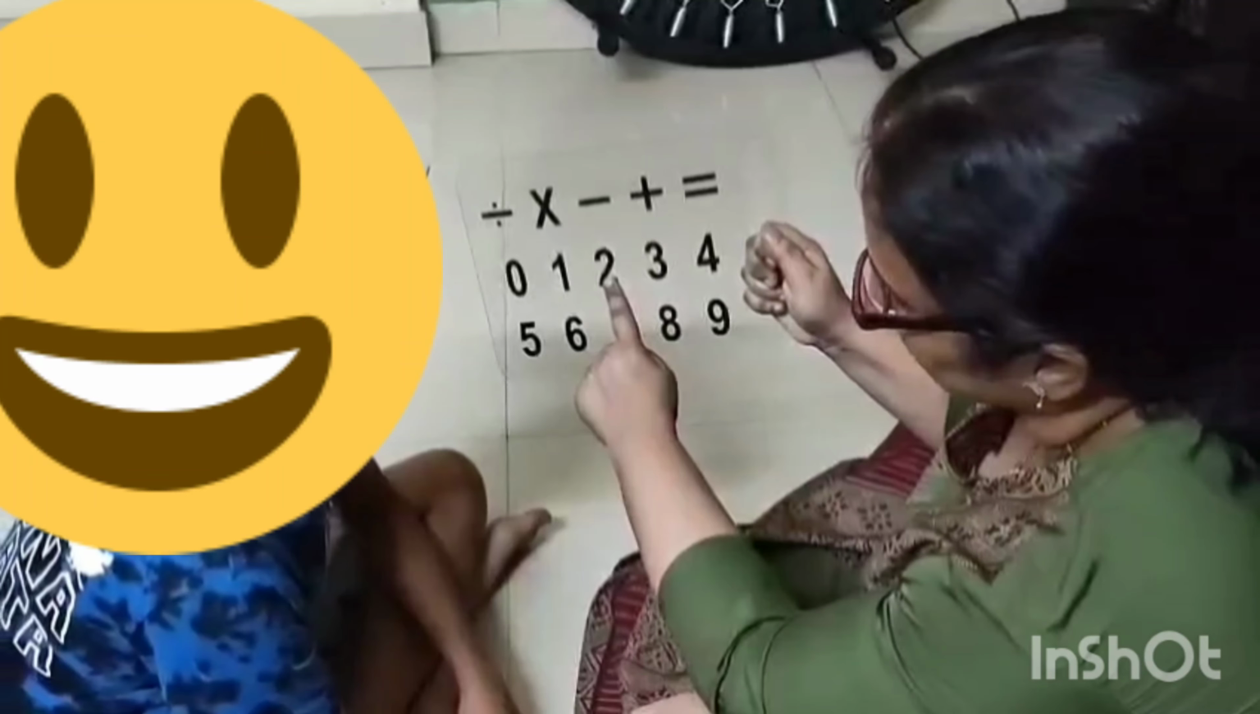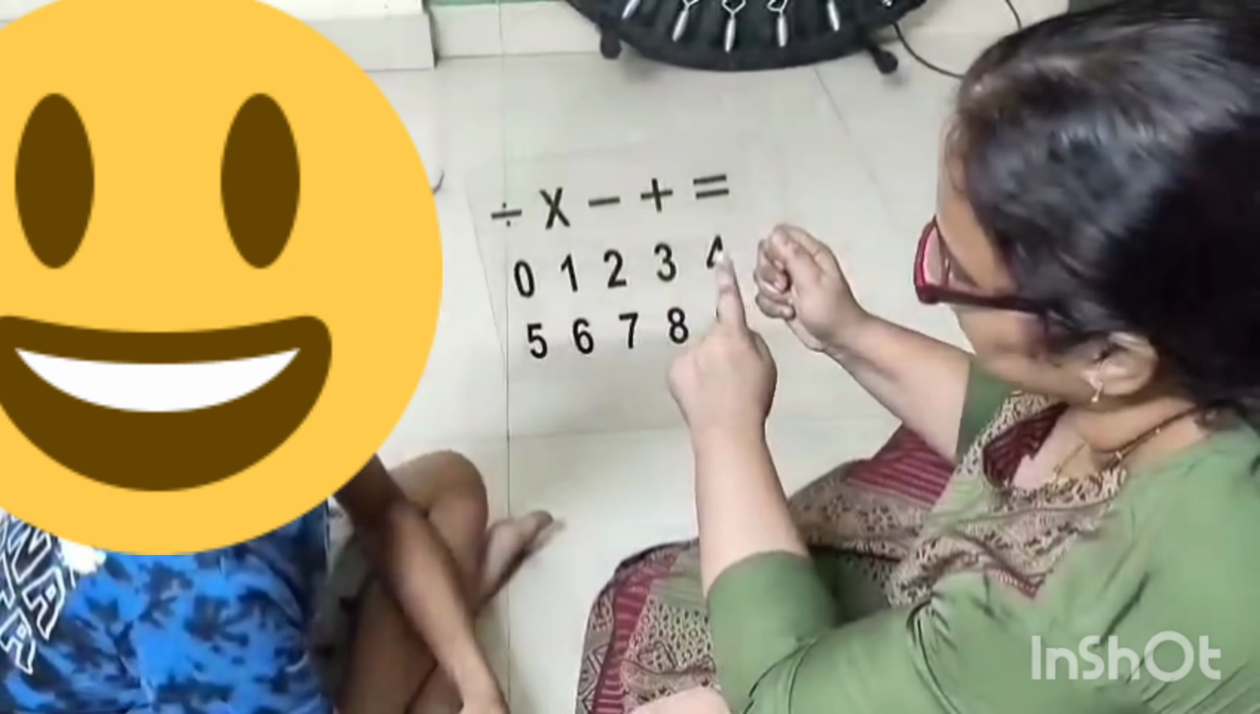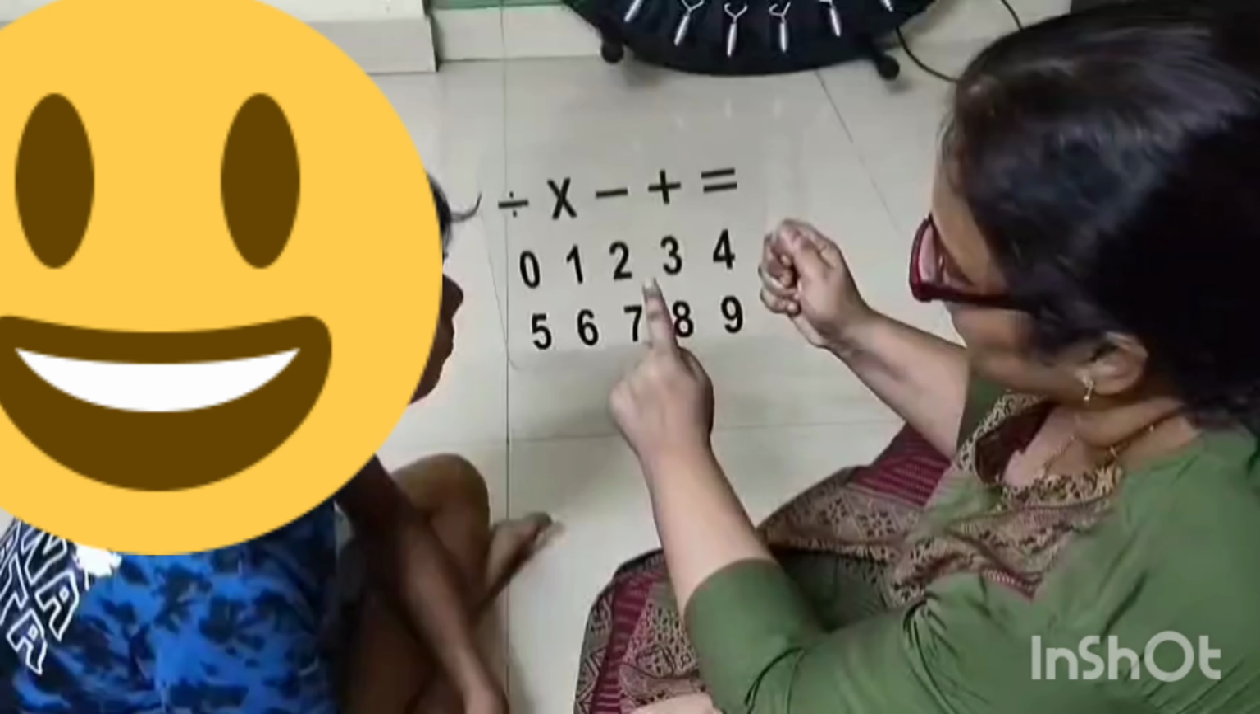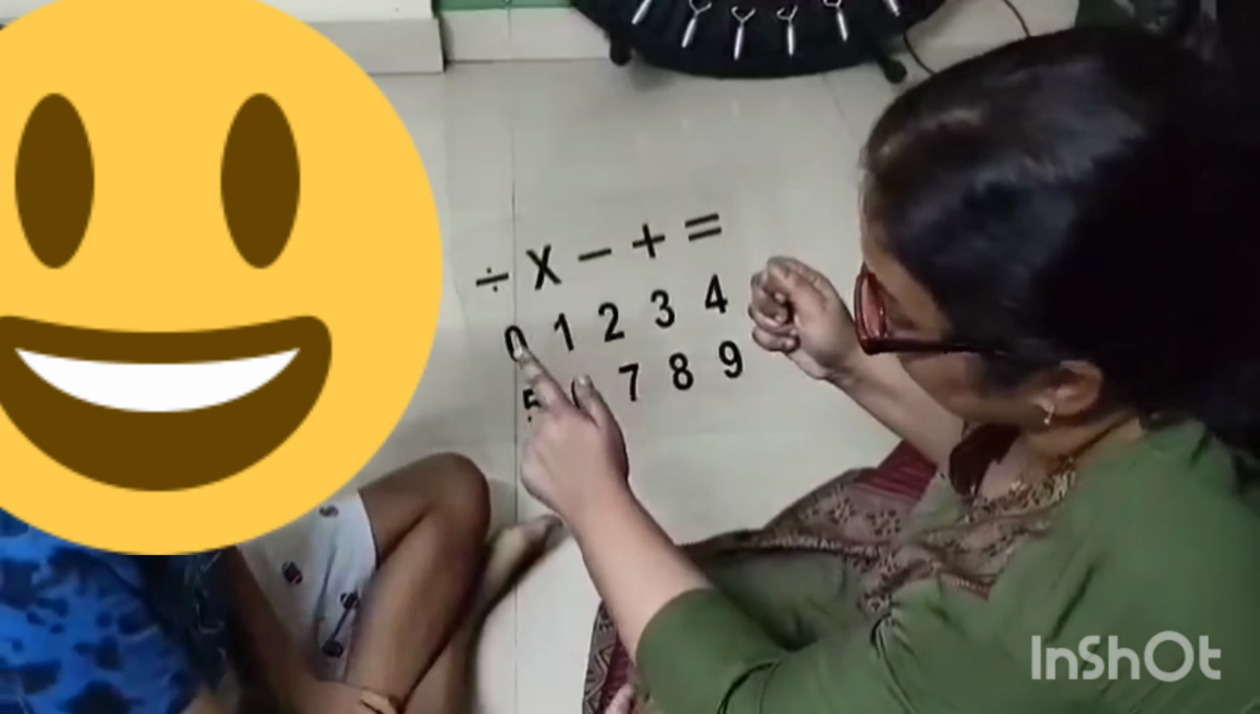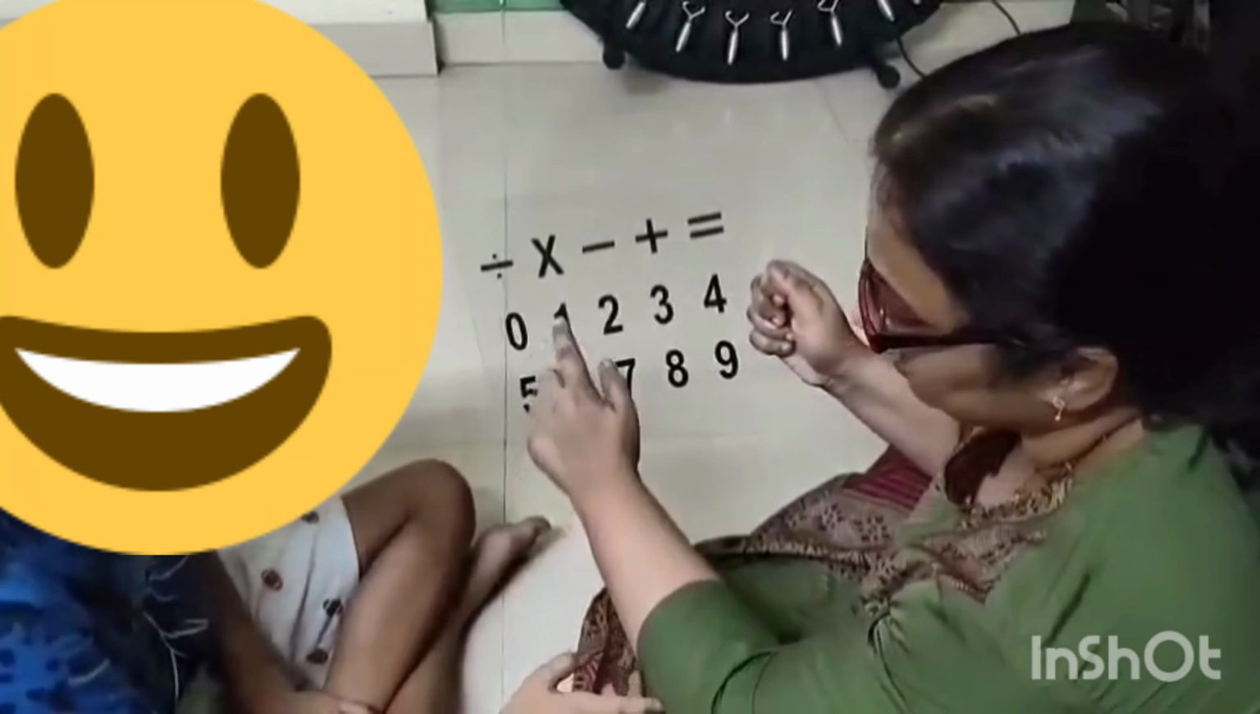If you know 2's table, you can double it and find 4. You can double that and find 8. If you know 3, you can find 6 and 9. And 10 table is very easy to do. 5 table is half of that.